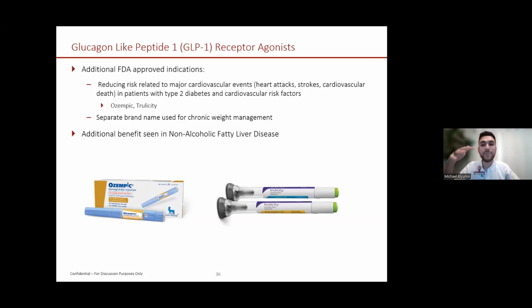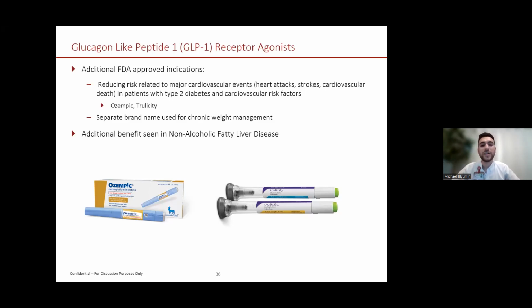Now, these same exact medications are used with a different brand name in chronic weight management. So things like Ozempic, they have a directly related medication, the same exact medication called Wegovy, which is only used and indicated in weight loss. And same with Victoza, which is liraglutide and used in diabetes. It has the same medication, liraglutide, branded under a different name, Saxenda, which is specifically indicated for weight loss.